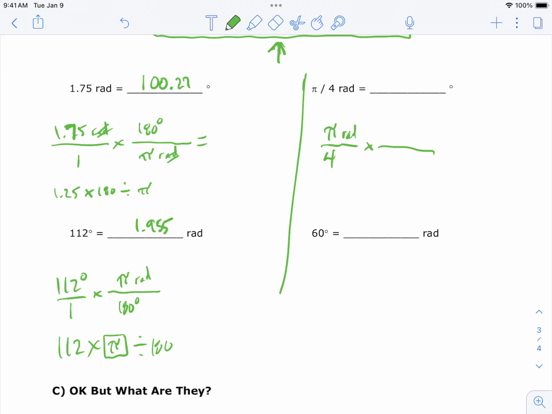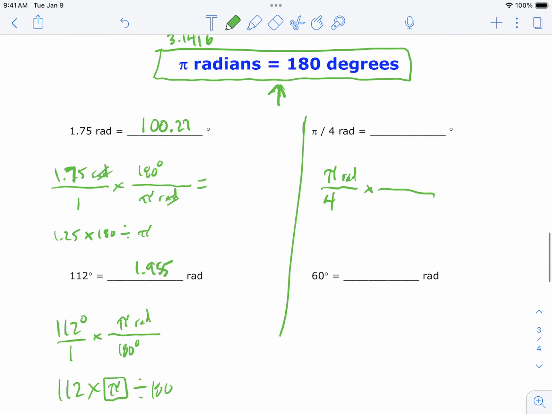And then we say, okay, get out that conversion. It was pi radians. Oh, look at this. Is 180 degrees. Okay. And the pi's are canceling and the radians are canceling. So it's 180 divided by 4. It's perfectly 45 degrees. How about that? Pi over 4 radians is the same as 45 degrees.